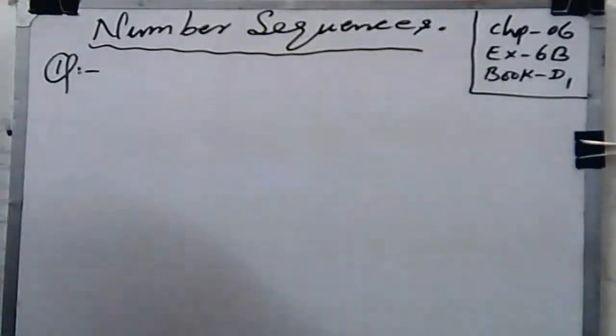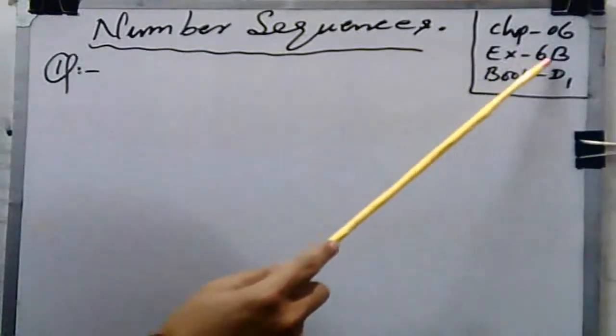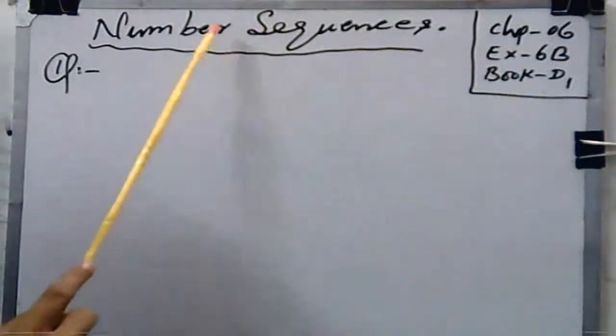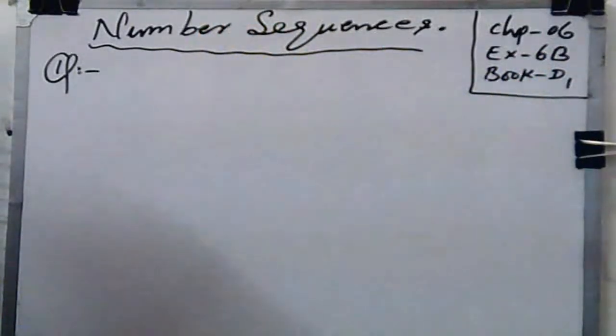Today we will discuss chapter number 6, exercise 6B, book D1, number sequences. In question number 1, consider the following pattern. In your textbook you can see the pattern carefully, and in part a we have been asked to write down the fifth and sixth lines in the pattern. Fifth and sixth lines of the pattern.